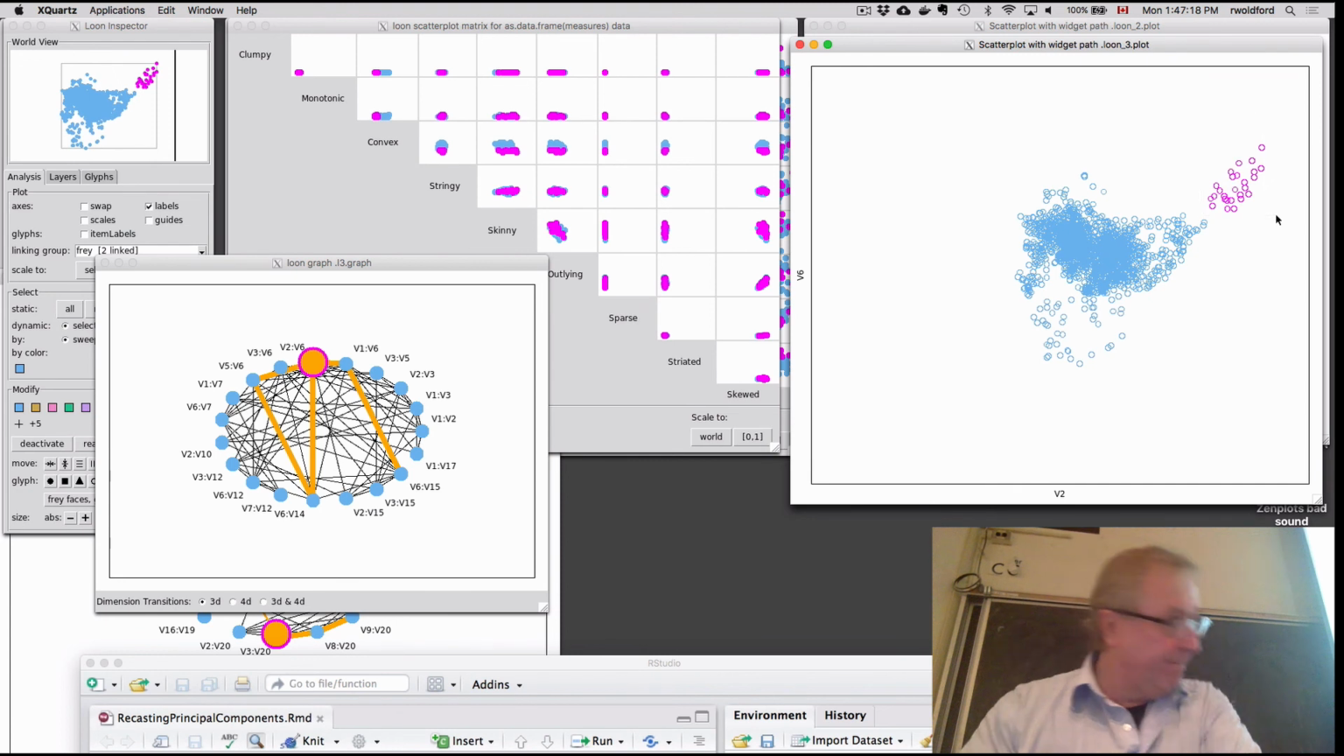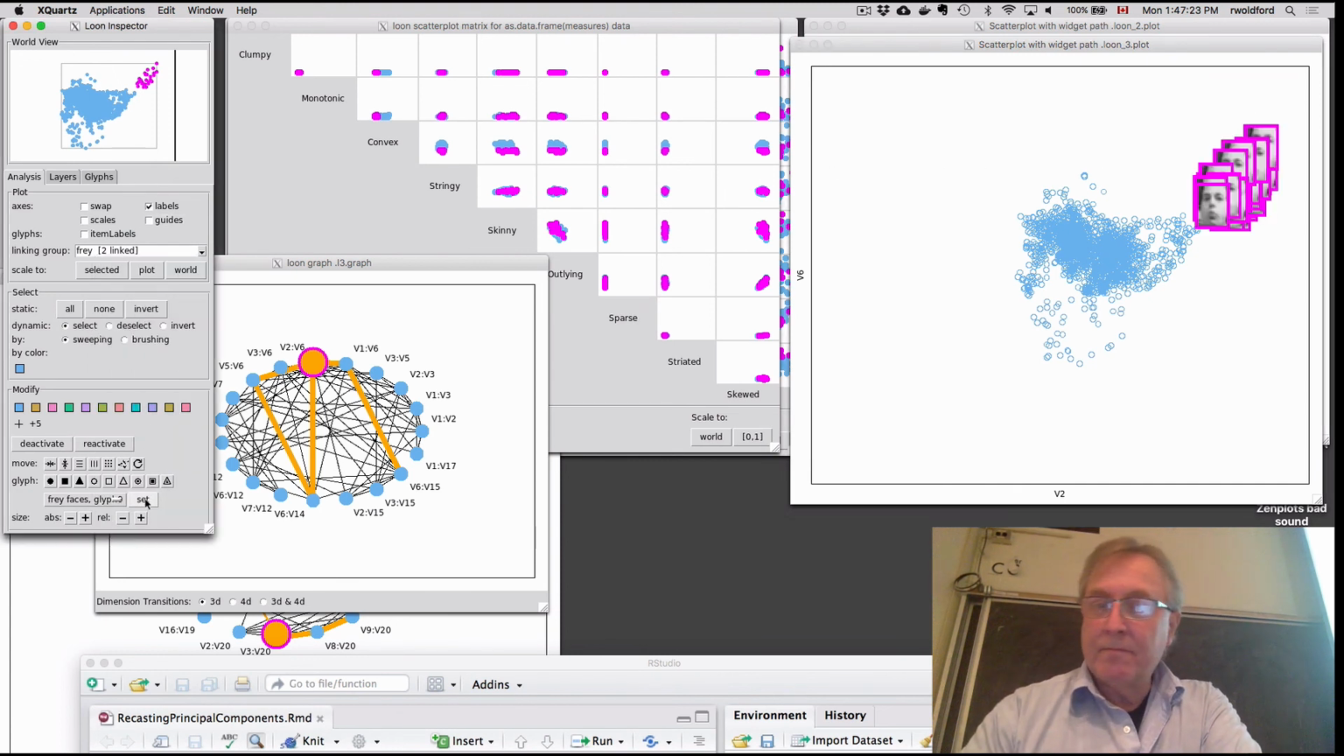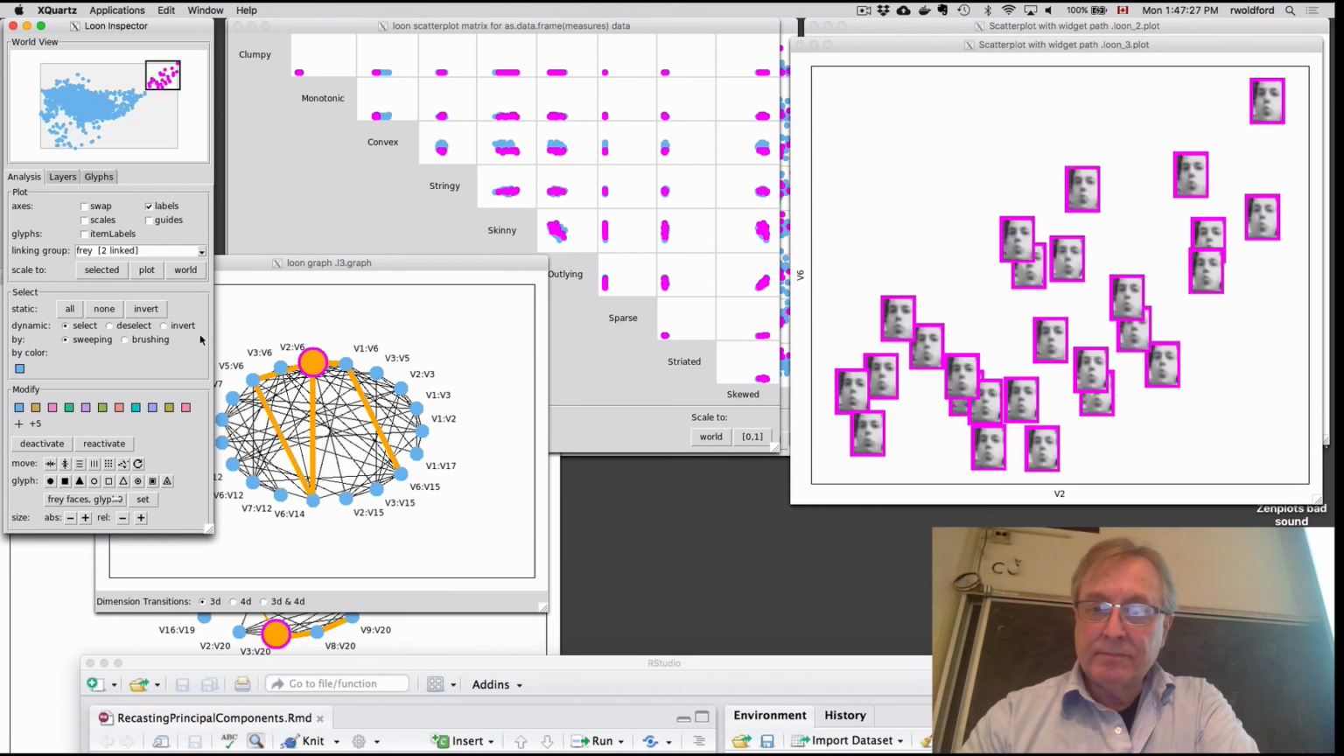Question? Yes. So if you grab a group like you just did, and you find out they have various interesting features that you want to look at inside of Loon, are you able to isolate which values are unique to them?